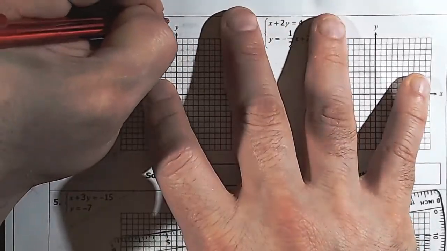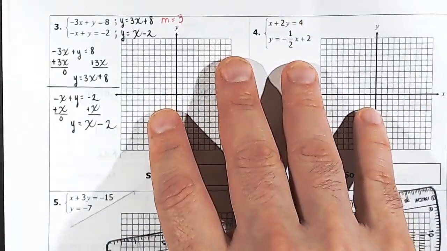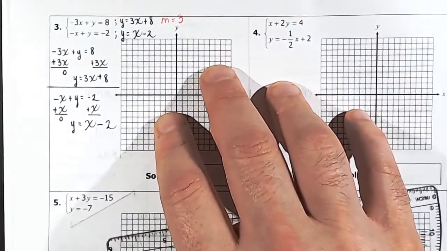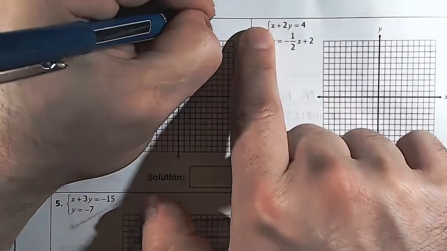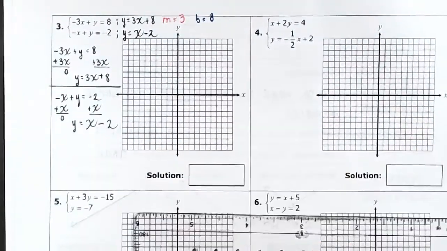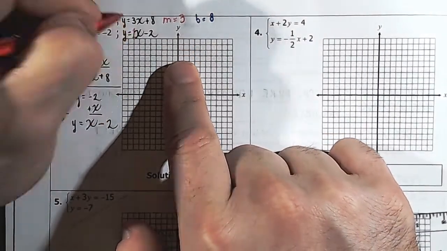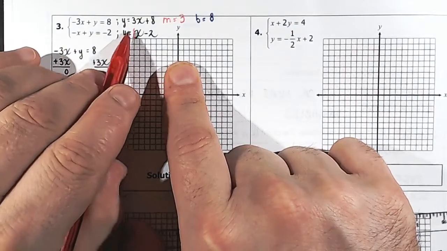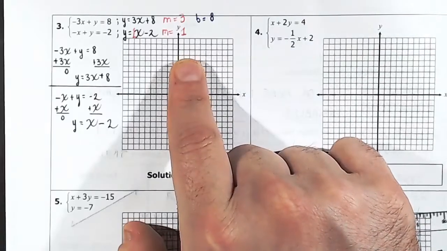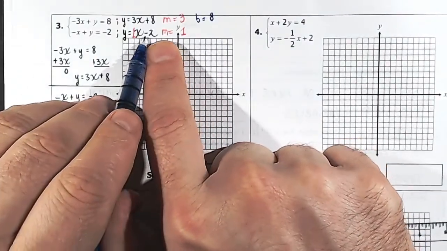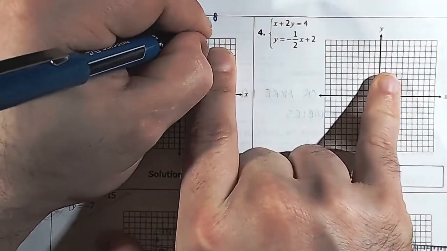Let's identify this now. M for equation 1, M equals 3, which remember would be rise 3, run 1. And it has a y-intercept B of positive 8. So we'll be starting at 8 on the y-axis. For the second equation, remember I have a 1 coefficient. This coefficient is the number that sits in front of the x, m equals 1. And b equals, including that little sign right there, negative 2. Okay? So b equals negative 2.